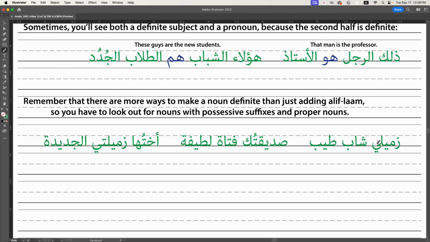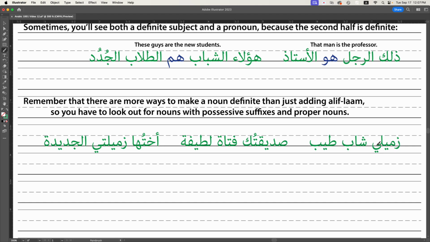So my classmate, so this word is definite, and then we have shab toyib. It looks like tib, but it's not, it's toyib. And toyib means a good person. Toyib is a great word. It can mean like okay, like answering somebody. It can mean delicious or tasty. It can mean good character. It has a great number of uses.